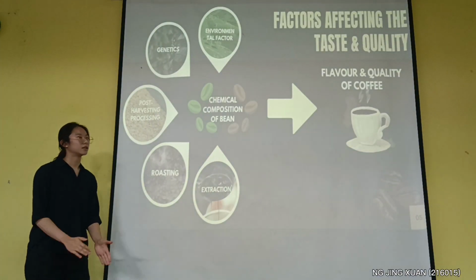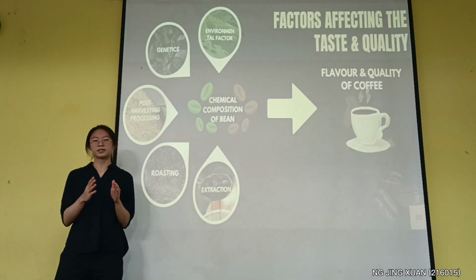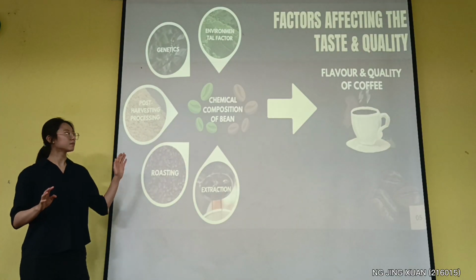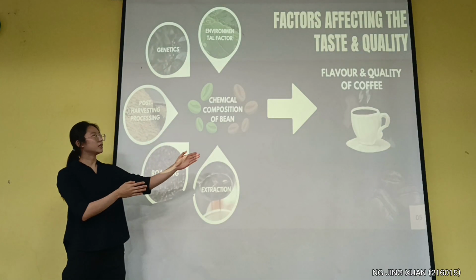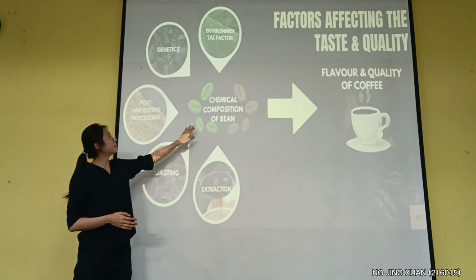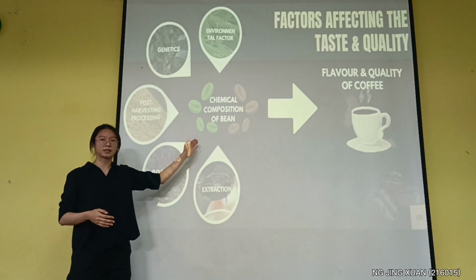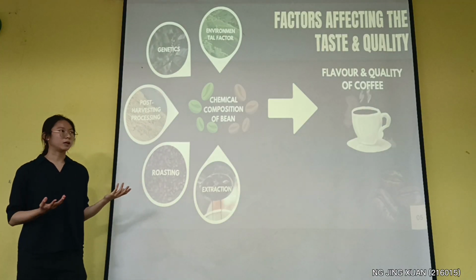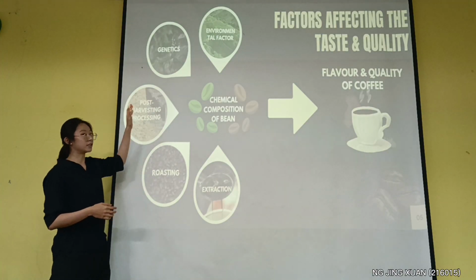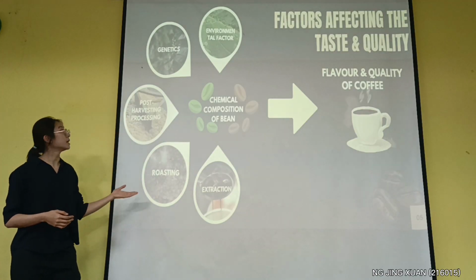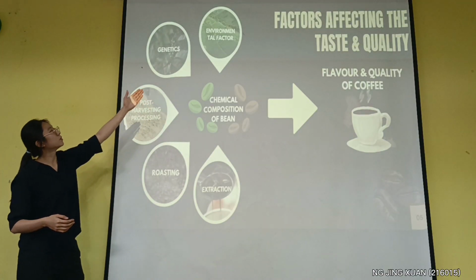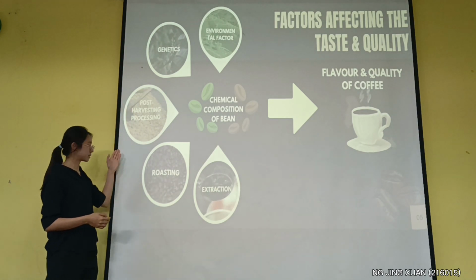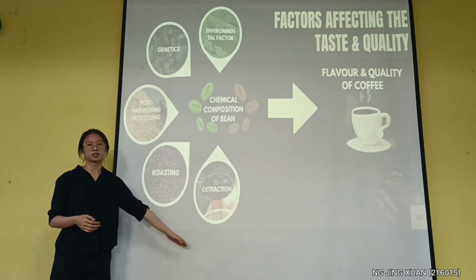Okay. So one important thing that I want you all to know before I start is that the flavor and quality of coffee is actually affected by the chemical composition of the bean. And what shapes the chemical composition of the bean? Well, it's actually a few factors. Okay, the first one is environmental factor, followed by genetics, post-harvesting processing, roasting, and extraction.